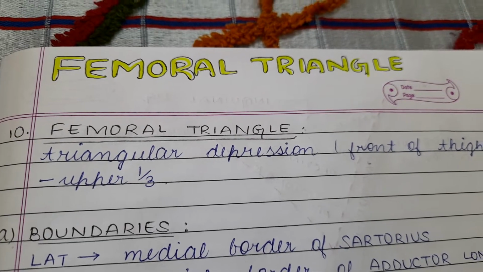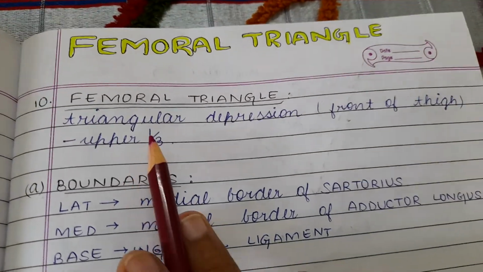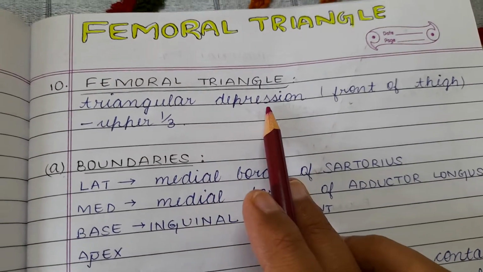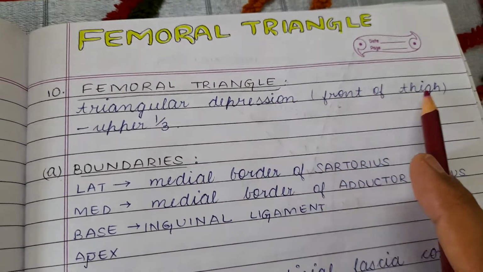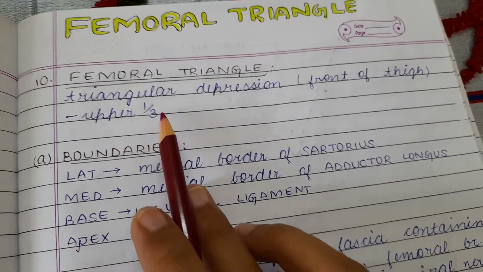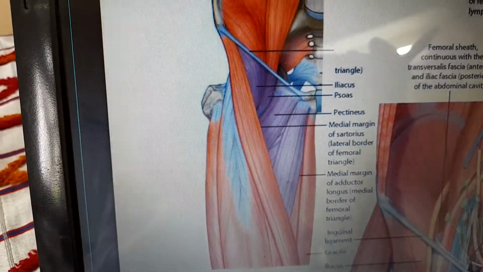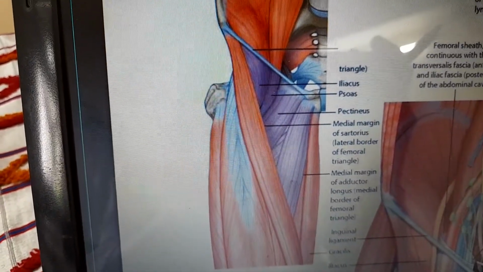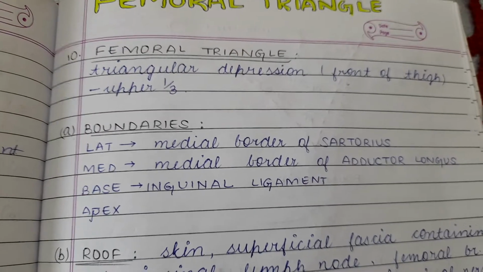Today we are going to study about femoral triangle which is present in the lower limb. Femoral triangle is a triangular depression which is present in the front of thigh upper 1/3 region. This diagram shows the femoral triangle. Let us see the boundaries.